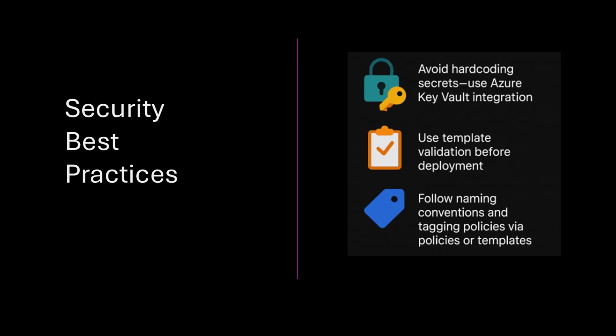You should never hardcode passwords, keys, or connection strings directly into your ARM templates. Instead, integrate Azure Key Vault to securely reference secrets at deployment time. This keeps your infrastructure code clean and your sensitive data protected. Before you deploy any template, take a moment to validate it. You can use built-in tools like az deployment validate to catch syntax issues or missing parameters early. This simple step helps you avoid runtime failures and ensures a smoother deployment experience.